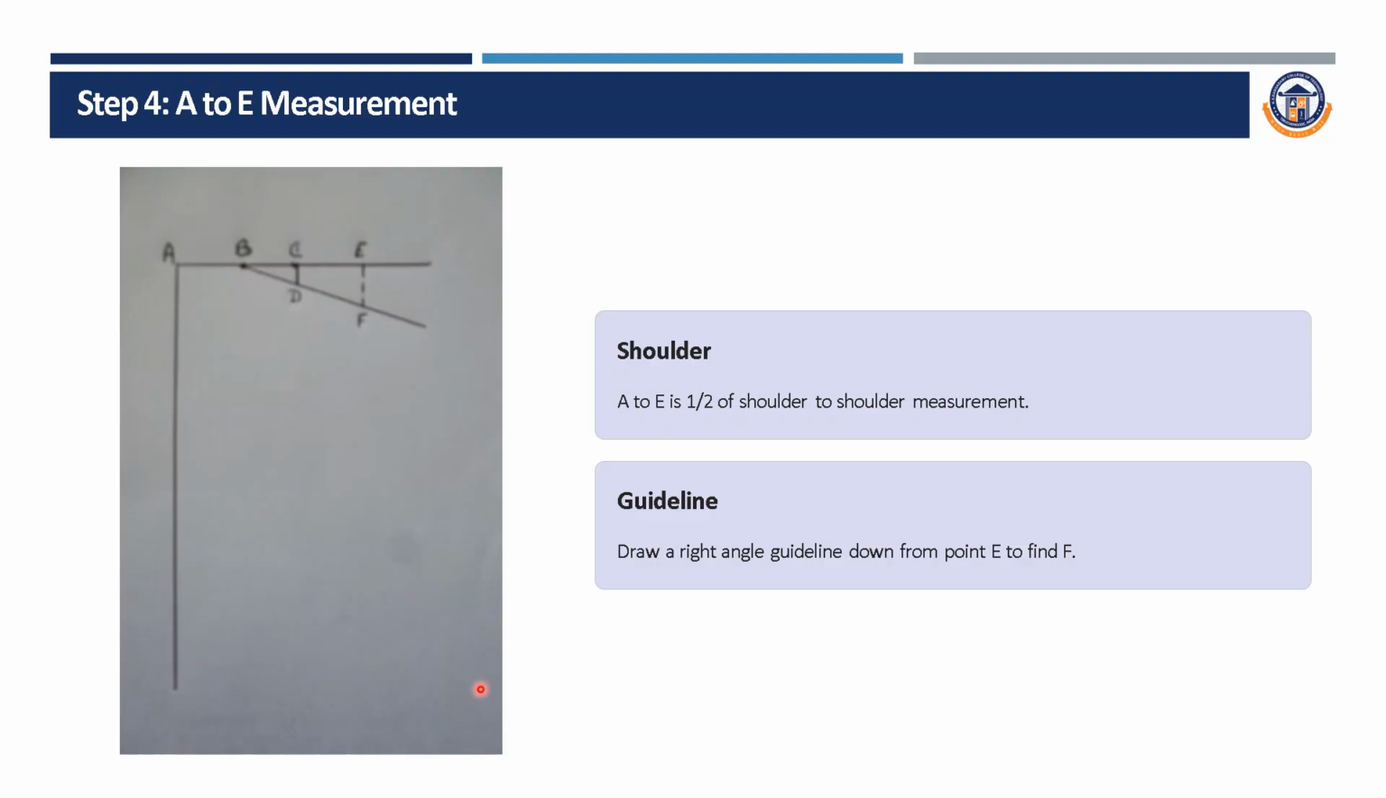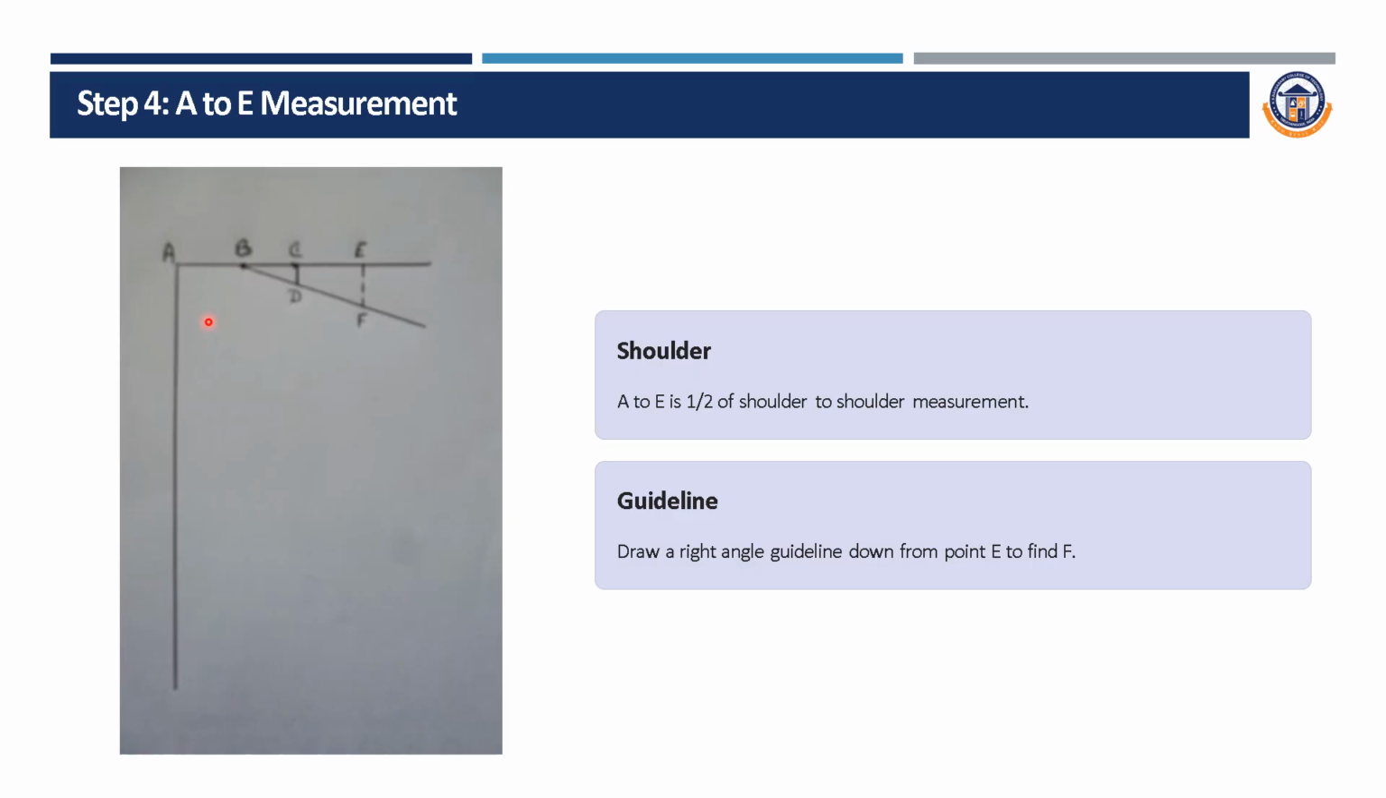From E, draw a vertical guideline down to locate F. Why is this arrangement important? This helps to define the shoulder slope and ensures the neckline and armhole fit correctly.